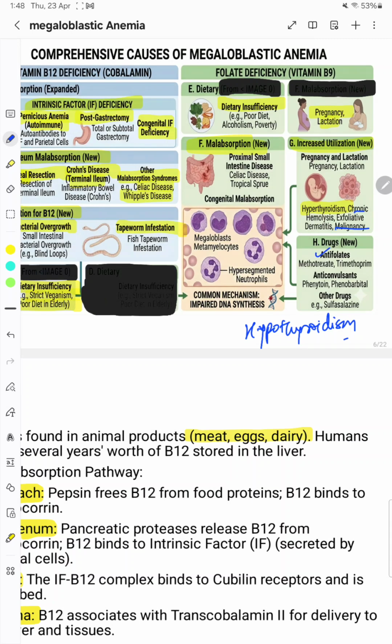Some drugs like antifolates, anticonvulsants, and sulfasalazine also impair DNA synthesis and will result in megaloblastic anemia.